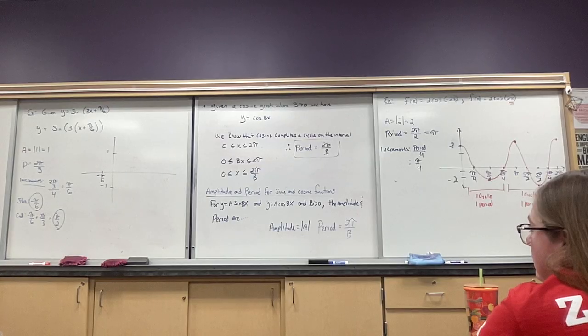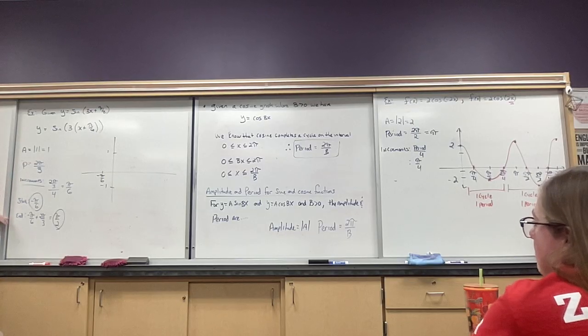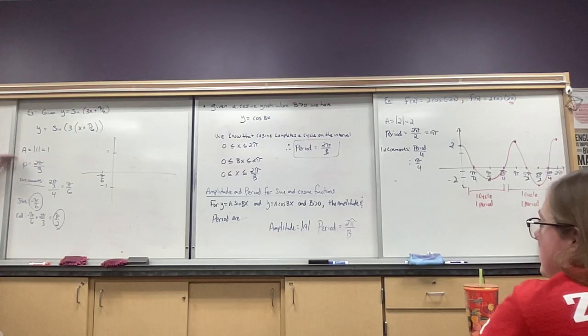When you graph this yourself, go in that order. Start with amplitude. What is it? What's the period? What's the increments? If there's a shift, where do you start? Where do you end? You're just going to keep following that pattern no matter what sine and cosine is and whatever is happening here. Okay?